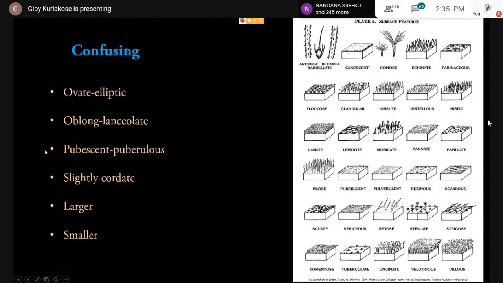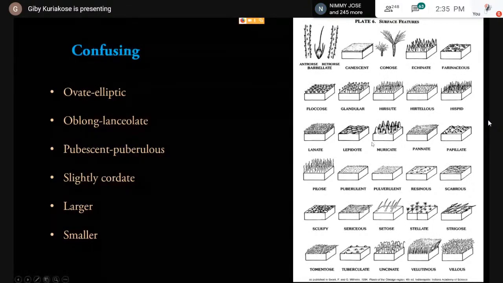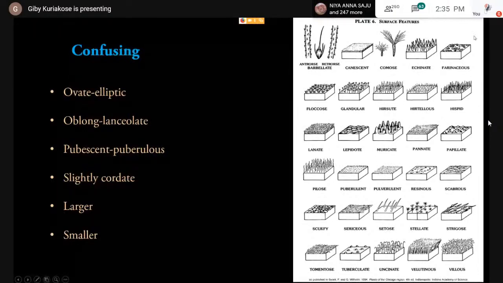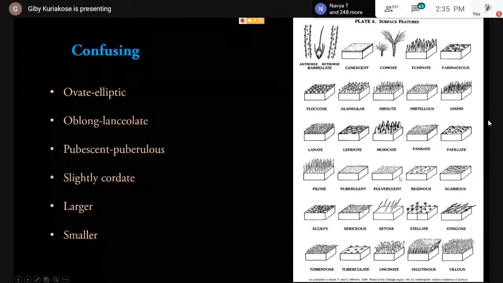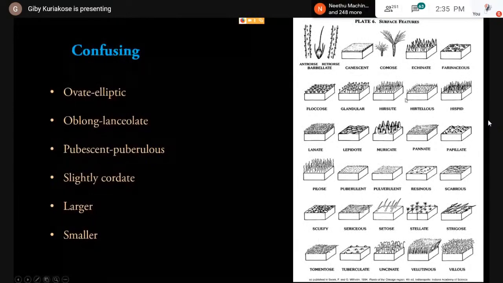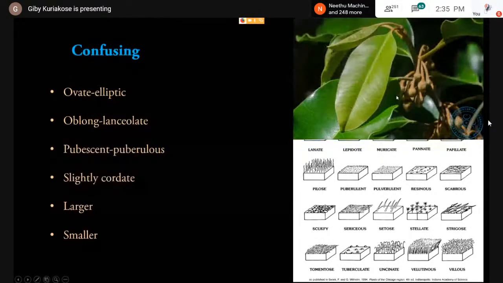Another thing is that when you deal with epidermal characters like hairs, we know only that there are hairs, but if you look at the types of hairs described, there are many more. Whenever there are this many types of hairs, it is very difficult to handle. Let us see it later.